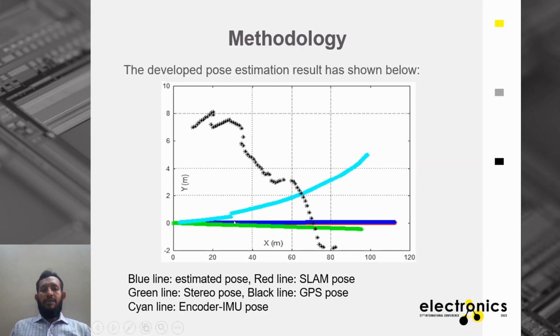Now this green color shows the stereo vision information, and it also has some errors because we are not finding the correct matches and correct features from the different images, so we are not getting the correct pose. The red line, which is hiding under the estimated blue line, indicates the SLAM result, which is much better in that particular case. And the blue line is the final resultant value that Kalman filtering gives us.